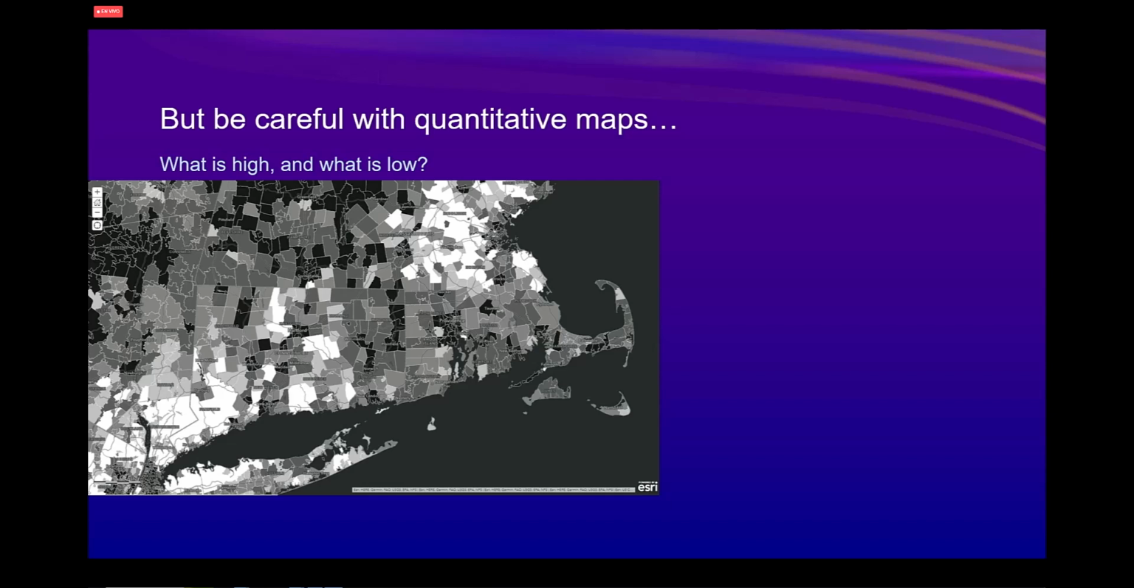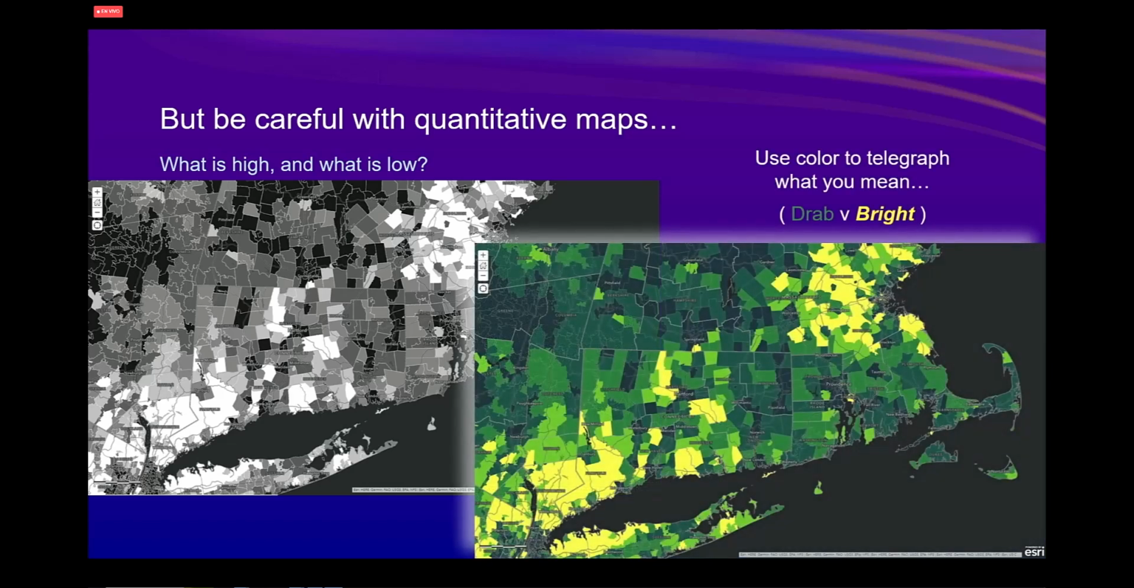So what you need to do is telegraph what's going on. By that I mean drab versus bright is what I call this, which is what I've done here: put the high values in that really strong yellow to say this is important, this is what you need to focus on. And then the greens go away into almost grey, so they really fall into the background.